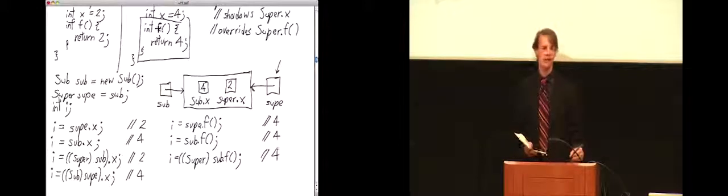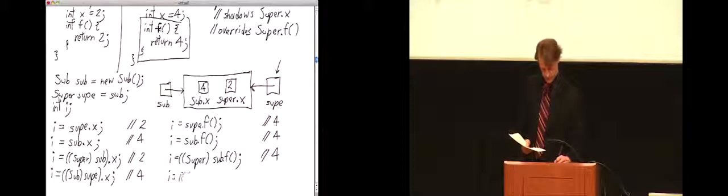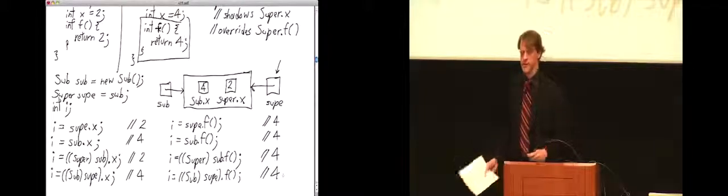And I can try casting it to the superclass. If I cast it to the superclass, will I get the superclass method? Well, no, I won't. Java just does dynamic method lookup and says, oh, it's a subclass. So it just doesn't matter what I do with the static type of this variable. It's always going to do dynamic method lookup, and so I'm always going to get 4.